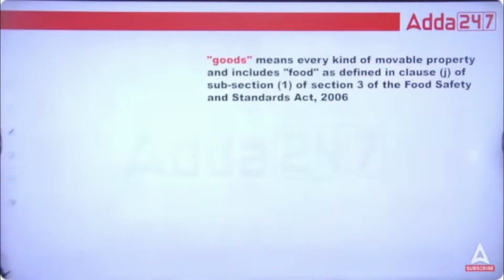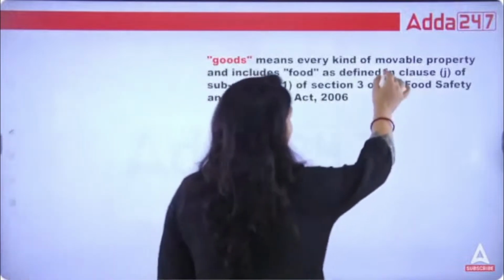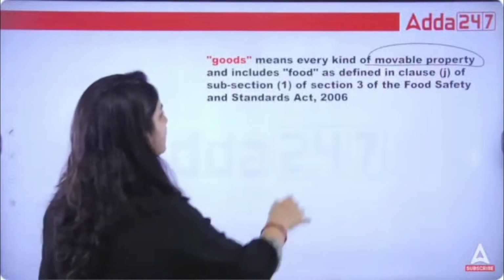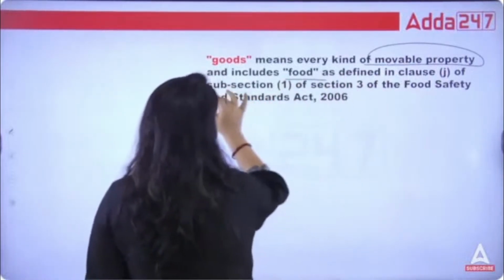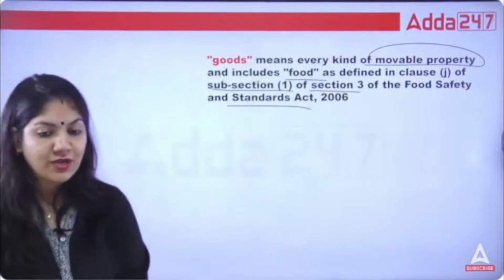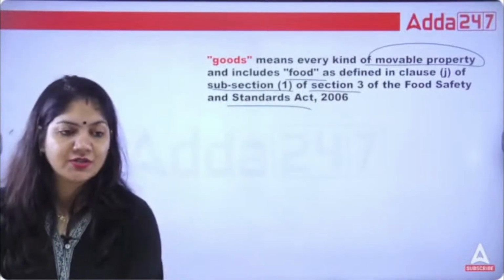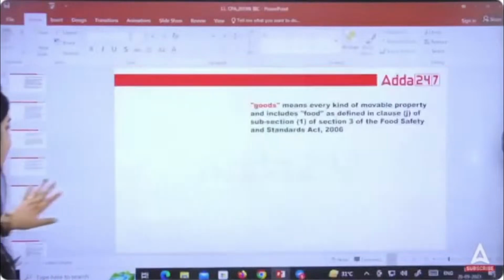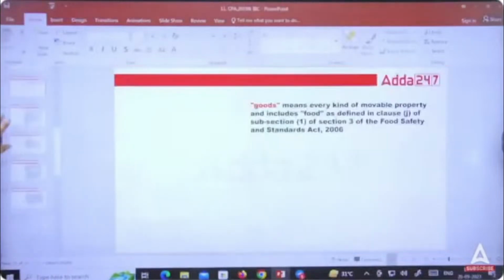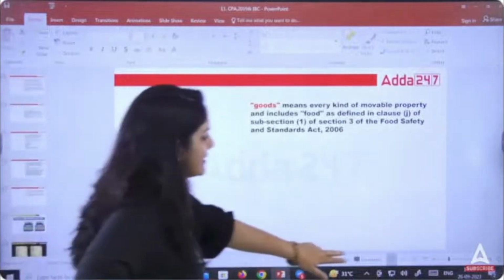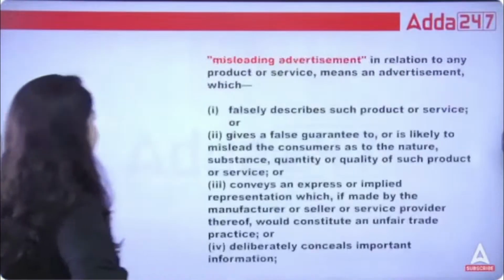Now, what is goods? Goods means every kind of movable property, includes food as defined under subsection of the Food Safety and Standards Act 2006. So this is the definition of goods. Done, class? Okay. Now let's start with the next.